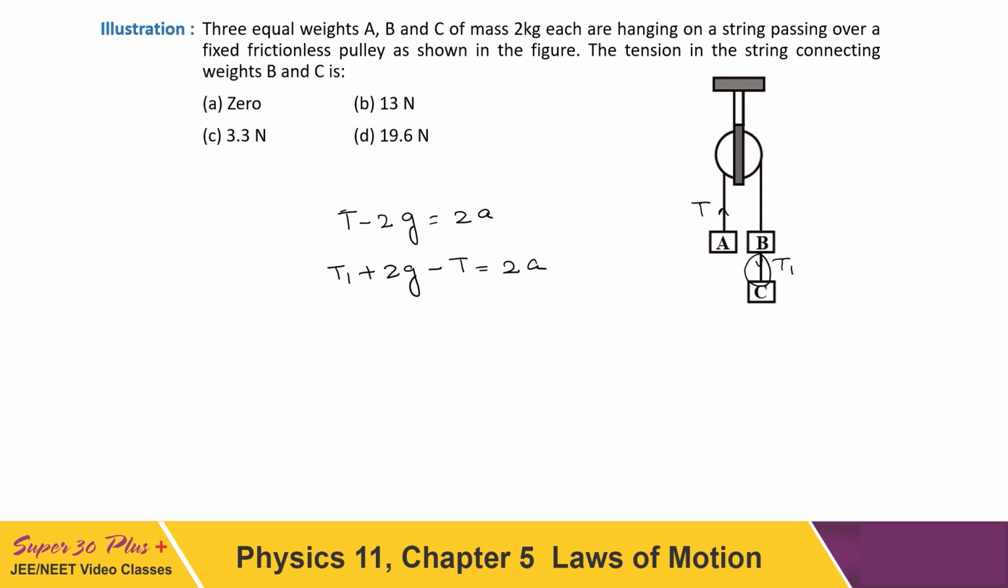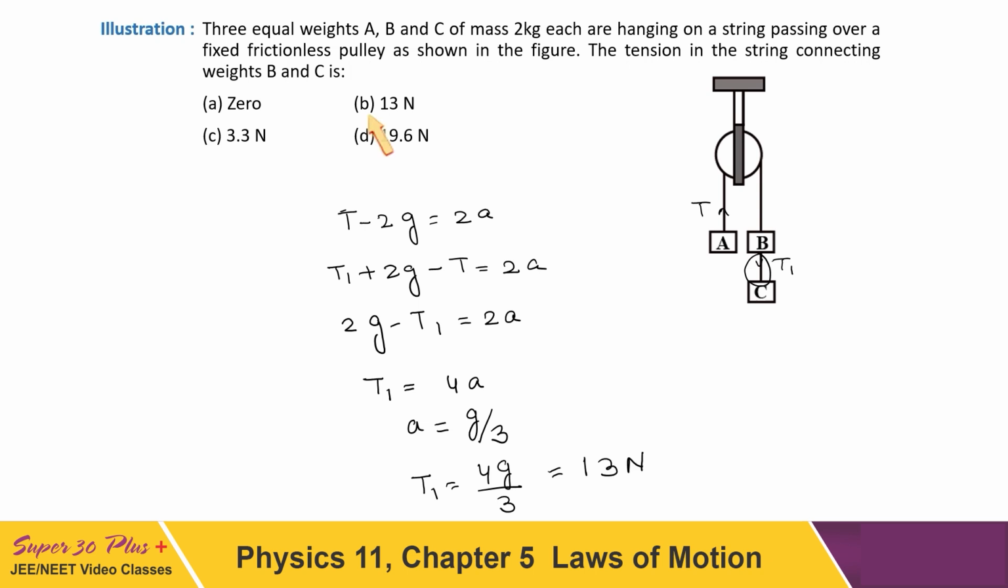All the blocks must have the same acceleration. So this is the force equation for block B. And similarly for block C, we write 2g minus T1 equal to 2a. On solving these three equations, finally we get T1 equal to 4a and a equal to g by 3. So T1 is equal to 4g upon 3. On substituting the numerical value of g, this comes out to be 13 Newton, which is our option B.